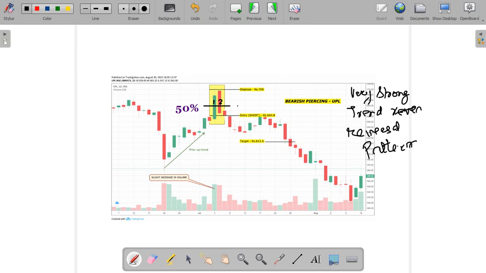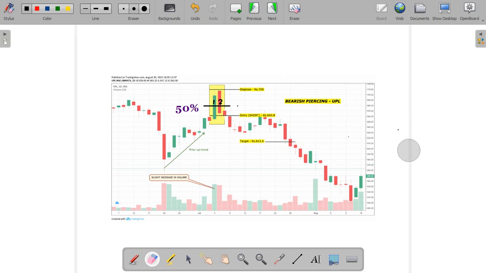Just excuse me for my handwriting, I am just writing on this, this is not coming on well. So this is what I want to say, that it is a very, very strong pattern.